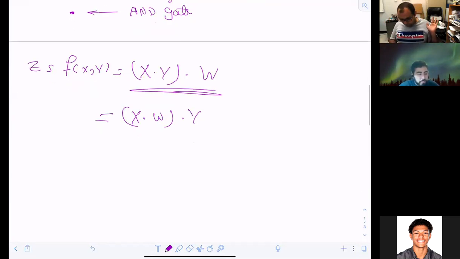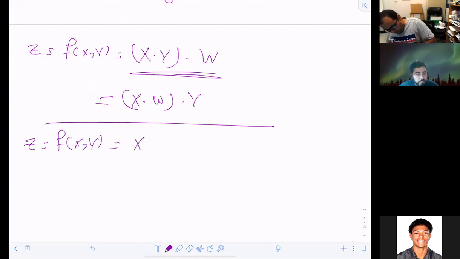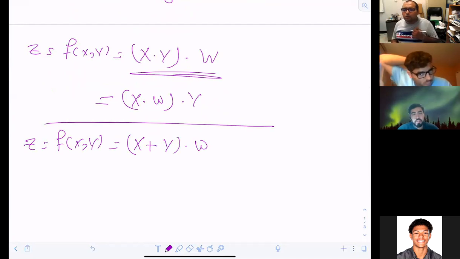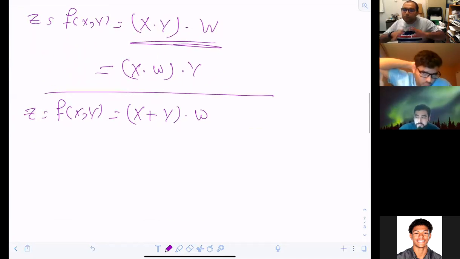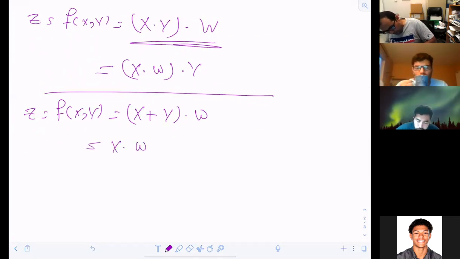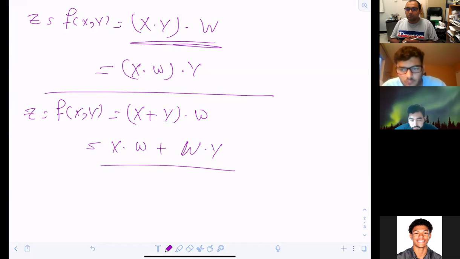Another thing we need to learn. Z is equal to f(x,y), and the value is x ANDed with y, and that will be ORed to w. So that means you can distribute. What does it mean? So that can be x ANDed with w, ORed with w ANDed with y. Right? This is something we have to put in mind.